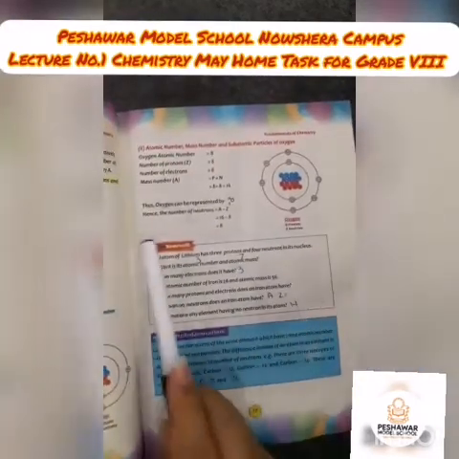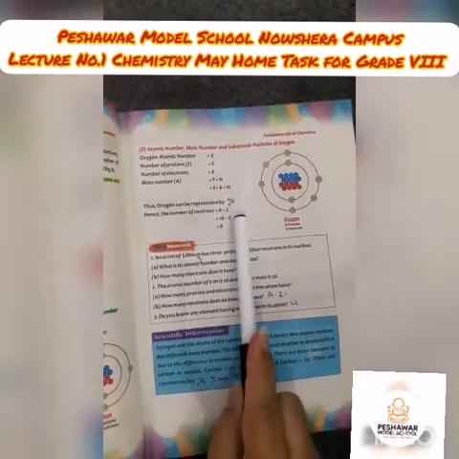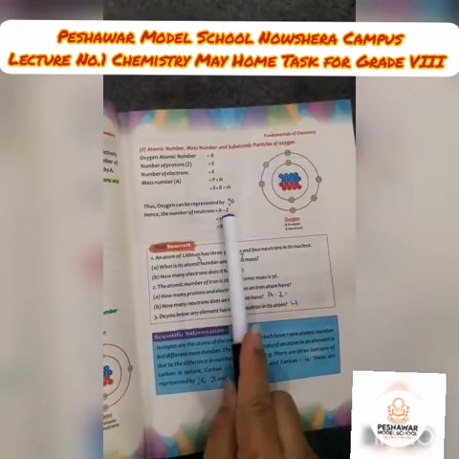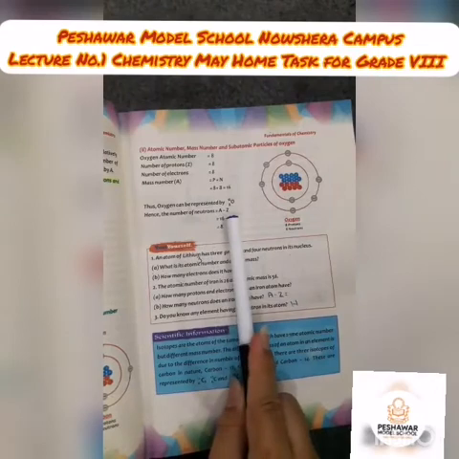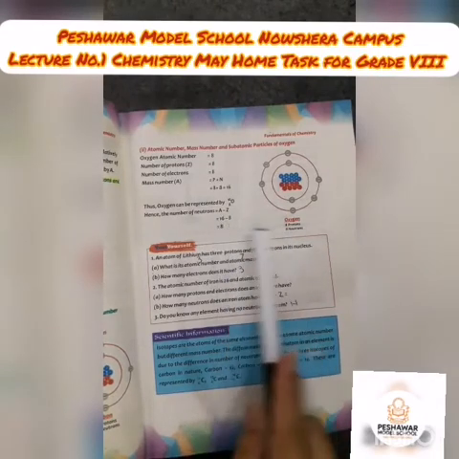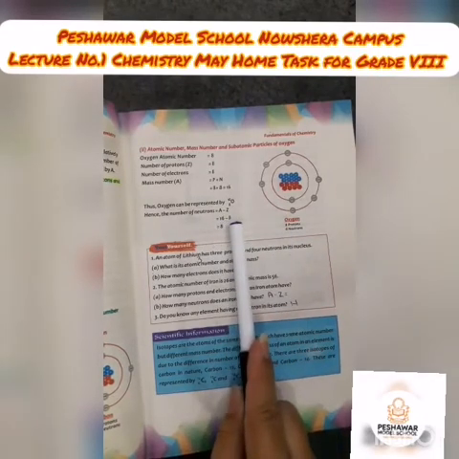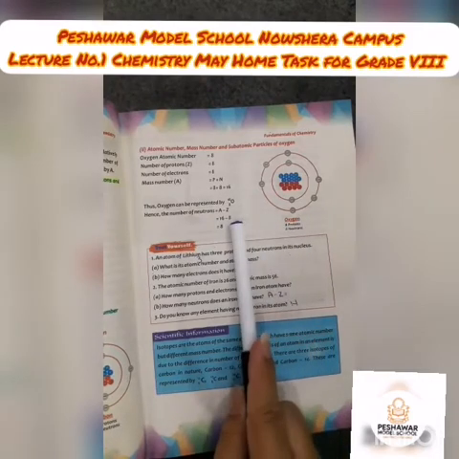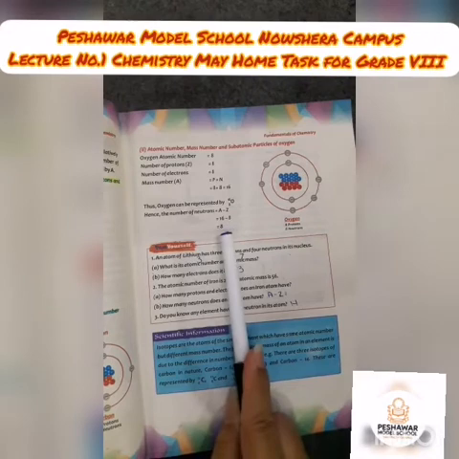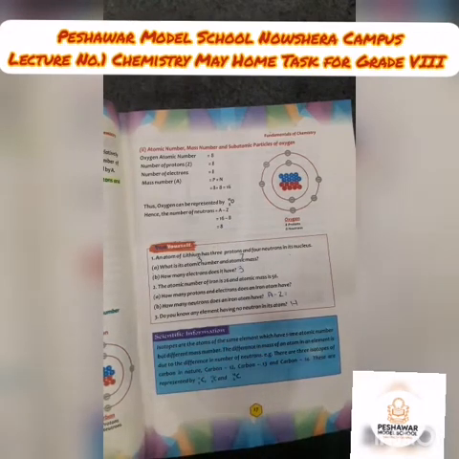Now the next one, number of neutrons is equal to A minus Z, where A is atomic mass and Z is atomic number. Atomic mass of oxygen is 16 and the atomic number of oxygen is 8. When we subtract 8 from 16, then the number of neutrons will be 8. This is your first SVT question.